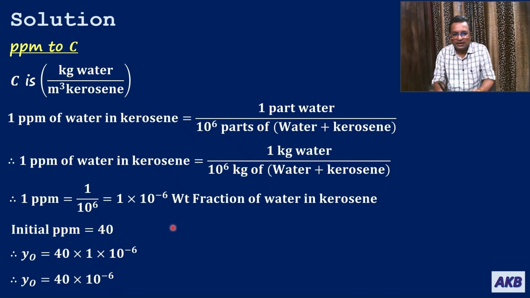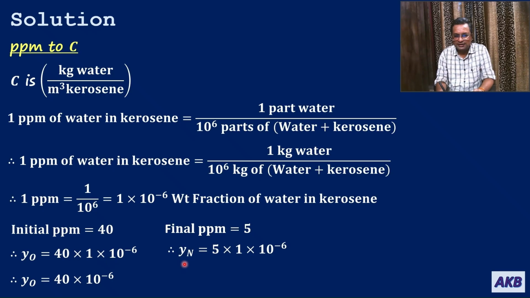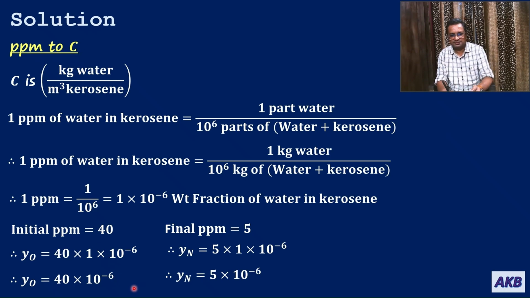In the same way, we can get the weight fraction of water in kerosene that will be left after the operation. So final ppm is 5. Therefore small yn, the final weight fraction, will be 5 into 1 into 10 to the power minus 6. That is small yn equal to 5 into 10 to the power minus 6. In this way, we have converted ppm to weight fractions. Now this has to be converted to C, so we will be doing that next.